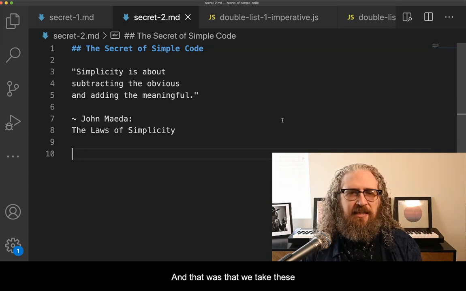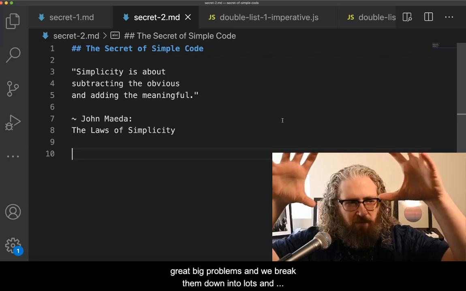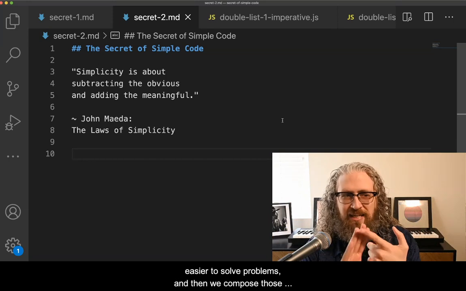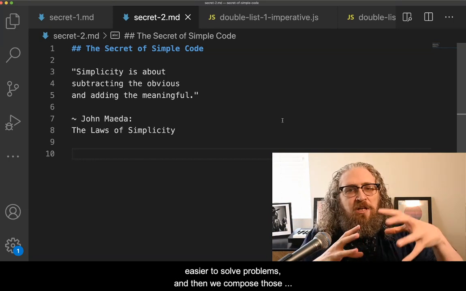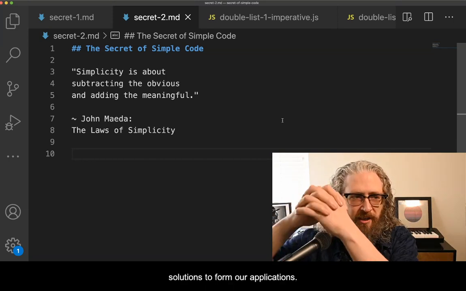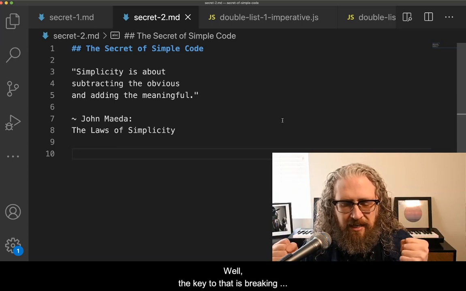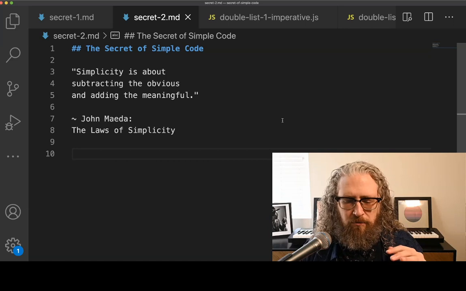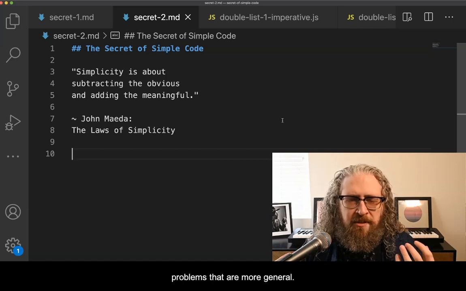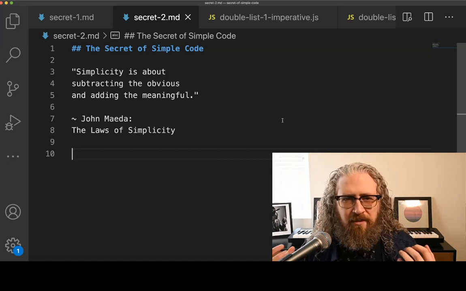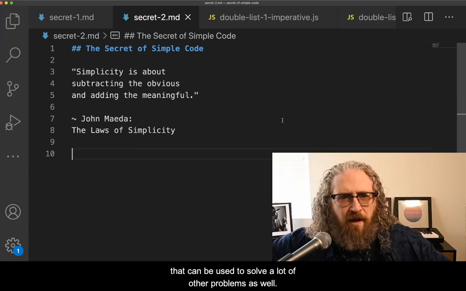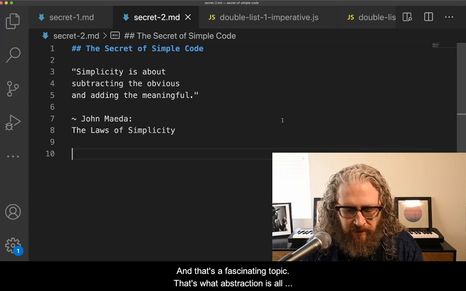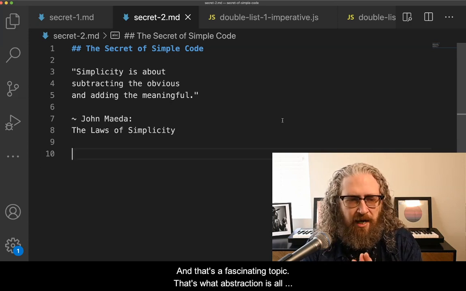And that was that we take these great big problems and we break them down into lots and lots of little, smaller, easier to solve problems. And then we compose those solutions to form our applications. Well, the key to that is breaking down that big complex problem into problems that are more general, that can be used to solve a lot of other problems as well. And that's a fascinating topic. That's what abstraction is all about.